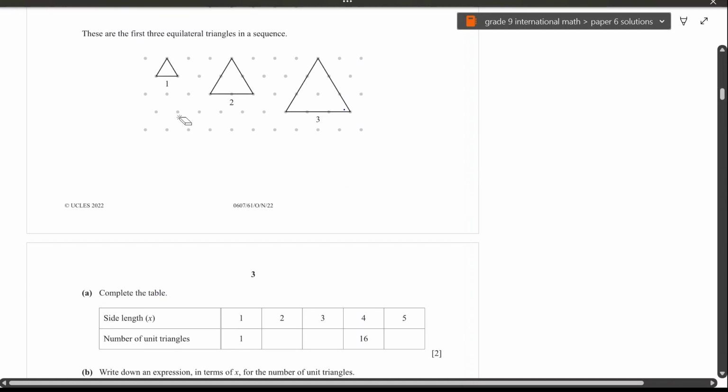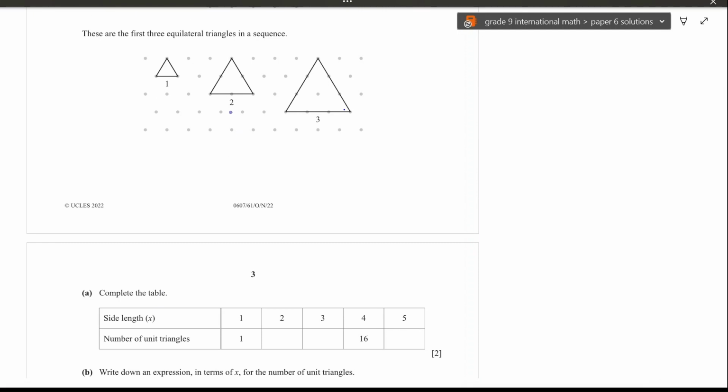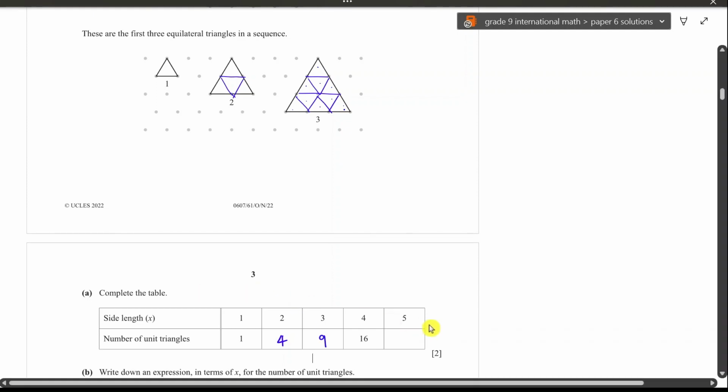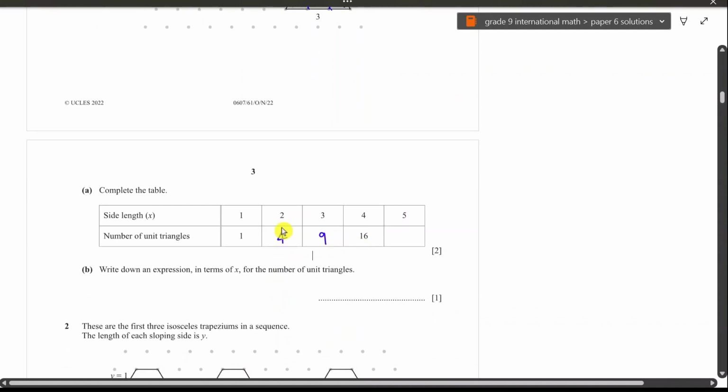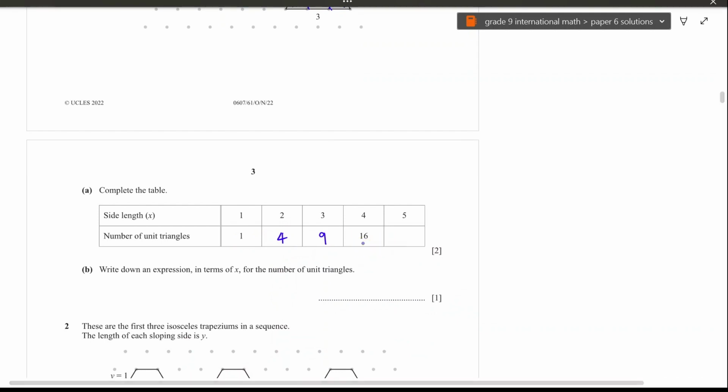So let's see, this is obviously 1. Next, for 2, how many triangles do I see? 1, 2, 3, 4 triangles. In 3, I can just count how many there are: 1, 2, 3, 4, 5, 6, 7, 8, 9. You get 9 triangles. And the fifth one is not at all difficult to guess. This is 1, 4, 9, 16, so this one has to be 25.